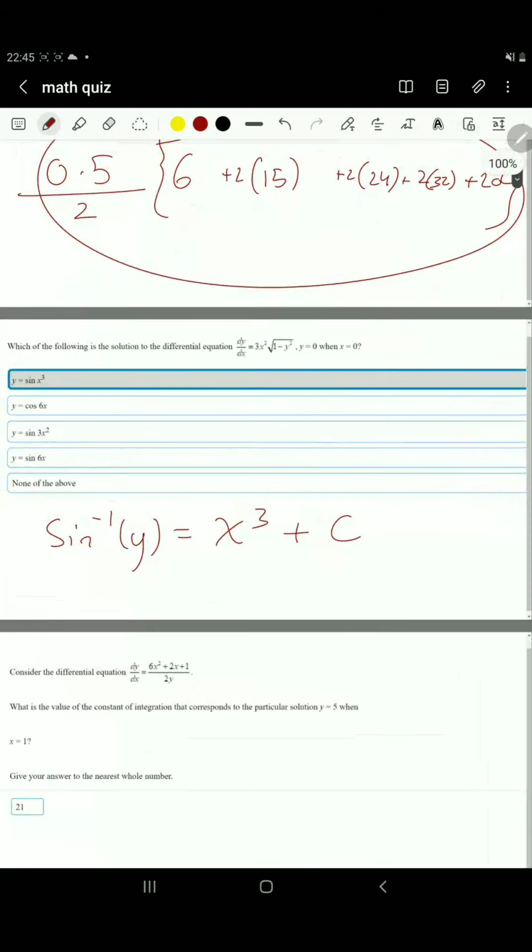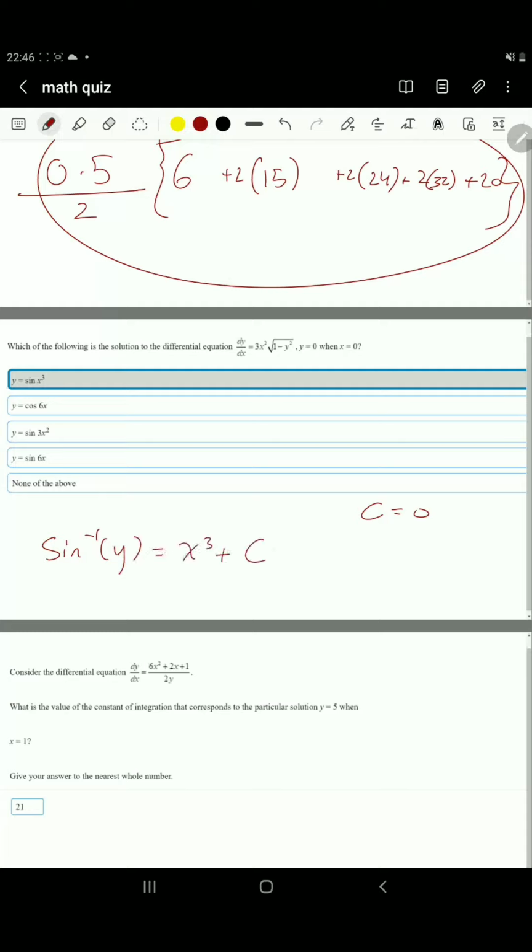Now what we need to do is find the value of c. How do we do that? They gave you initial conditions. When x is 0, y is 0. Now you can solve for c. 0 cubed is 0. 0 plus c is c. Arc sine of 0, put that on the calculator, you get 0. So c equals 0. So again, you have arc sine of y is equal to x cubed plus c.